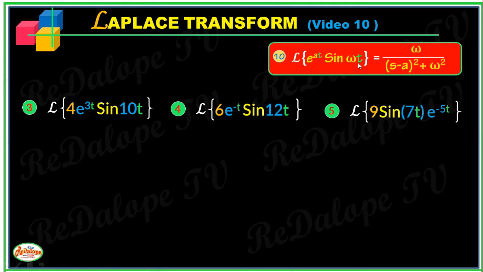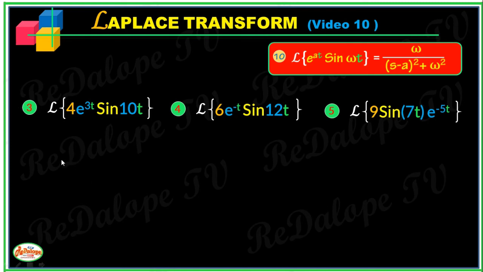And omega in problem number 3 is simply 10. Omega in problem number 4 is 12. And omega in problem number 5 is 7. What about 4, 6, and 9? 4, 6, and 9 are multipliers. Just get the omega and multiply it by the multiplier of each problem, and that is the answer in the numerator. So let us work on it.